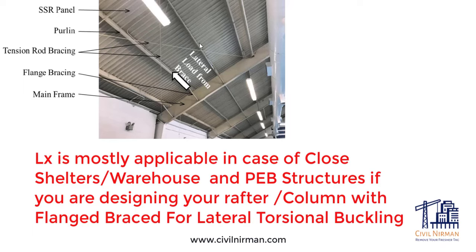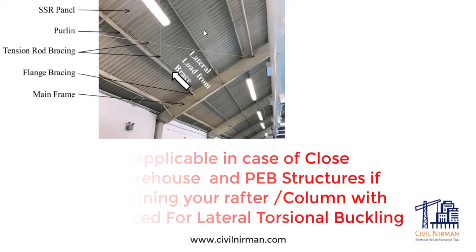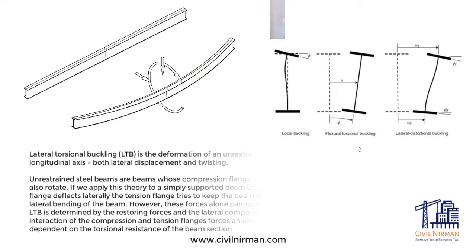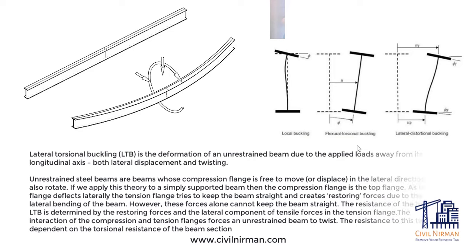Okay, now as you can observe over here, I have one sample building image where you can observe that this is the rafter and these are the purlins, right? And purlins are supporting this roof sheeting. Now there is a phenomenon called lateral torsional buckling. For that particular segment, LX is utilized. So ultimately what is that?